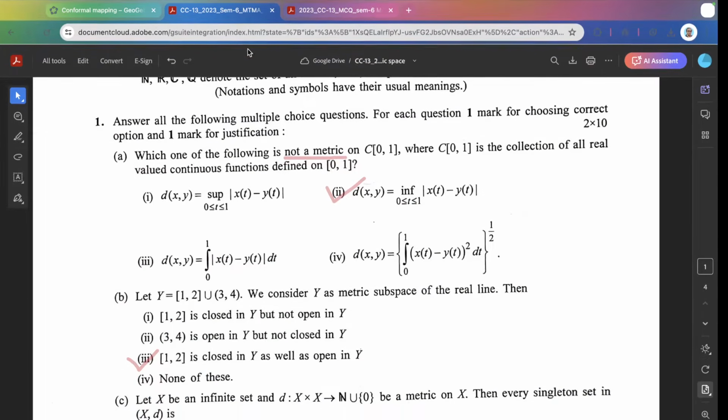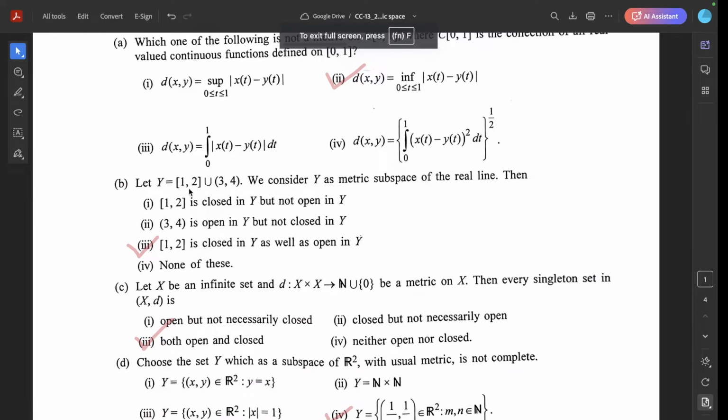Next, question 1b. Let Y equal the closed interval [1,2] union the open interval (3,4). Consider Y as a metric subspace of the real line. Then the correct option is 3: the closed interval [1,2] is closed in Y as well as open in Y.